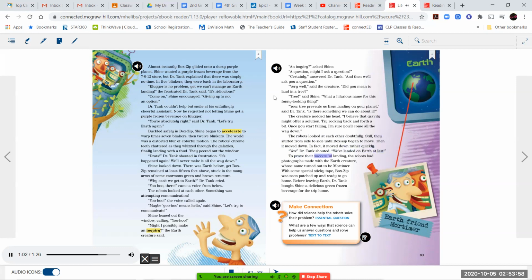To prove their successful landing, the robots had photographs made with the Earth creature, whose name turned out to be Mortimer. With some special sticky tape, Box Zip was soon patched up and ready to go home. Before leaving Earth, Dr. Tank bought Shine a delicious green frozen beverage for the trip home. Earth friend Mortimer.